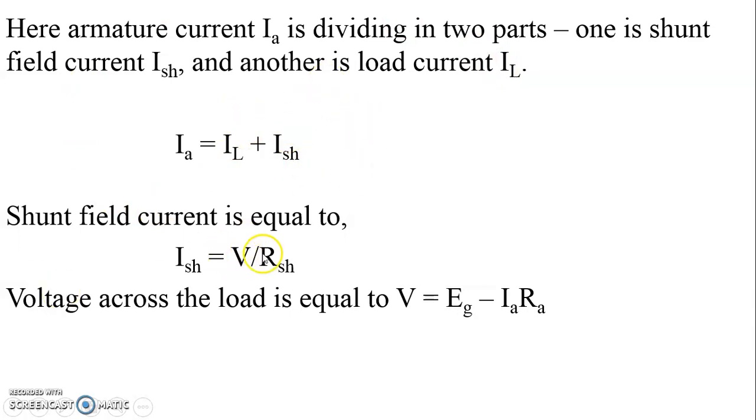So the shunt field current, that is Ish, is equal to the voltage divided by R shunt. So the voltage across the load is V equal to Eg minus Ia into Ra. So Ia is the armature current and Ra is the armature resistance.